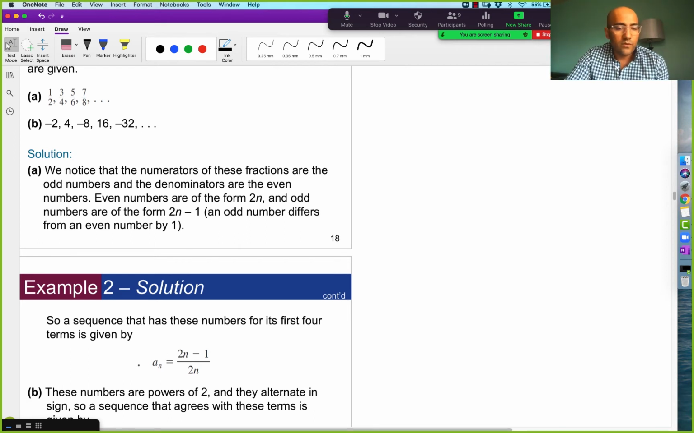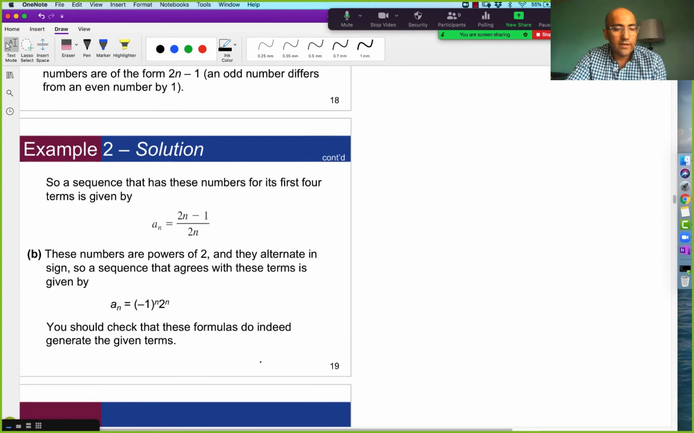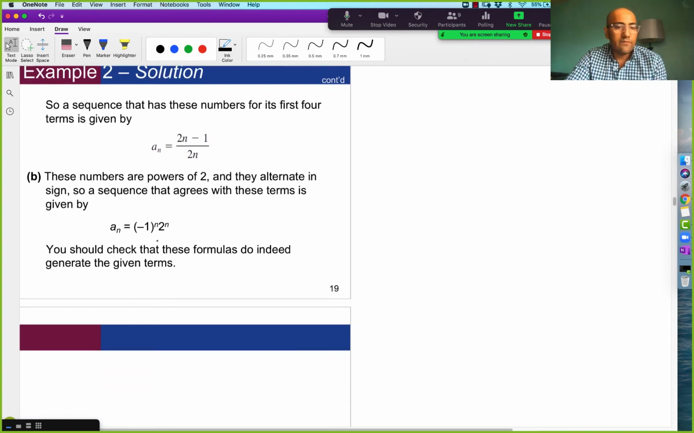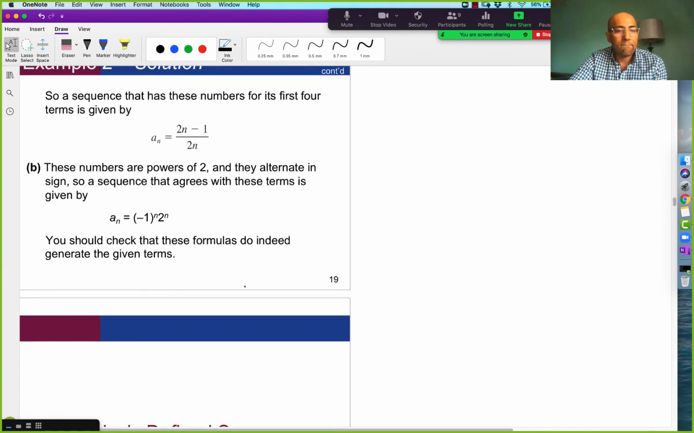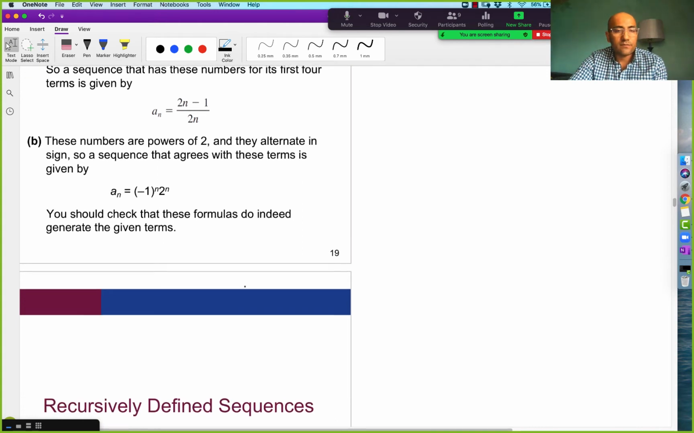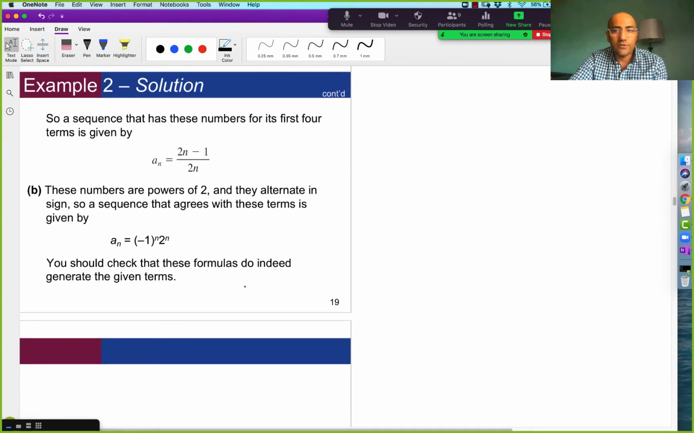Okay, so that was a sub n equals 2n minus 1 over 2n. That worked out. And then same thing for the other equation. Noticing that they're powers of 2 and that they're alternating signs gives us this, and then we kind of guess and check it and confirm that that is the formula for it. Any questions? Any questions so far?